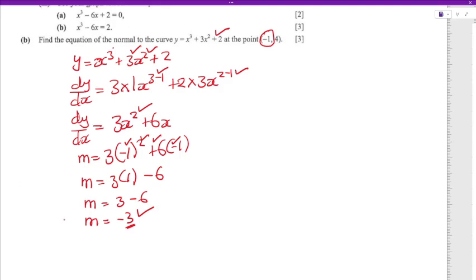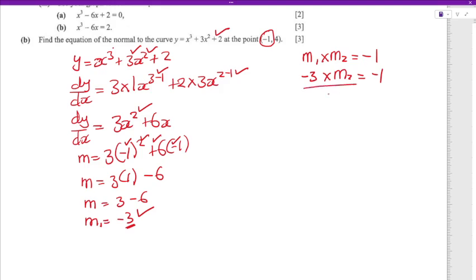So now remember we said the tangent and the normal are perpendicular. Therefore, you are going to now use this formula, which is m1 times m2 is equal to what? Negative 1. What you have found here is m1. So where there's m1, I'm going to plug in negative 3, and then I multiply. m2 is now the gradient of the normal. That is what I'm trying to find.